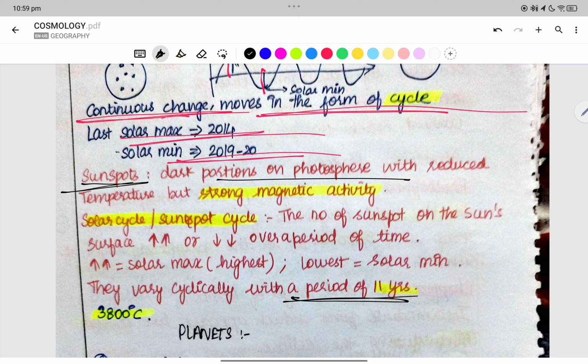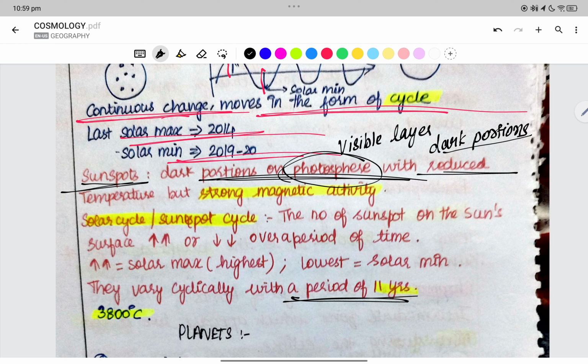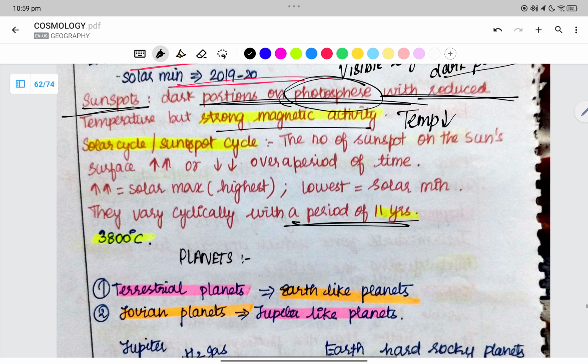Sunspots are the dark positions. These are in the photosphere, in the visible layer, right? In the visible layer, we have dark portions with reduced temperature, but a strong magnetic field.